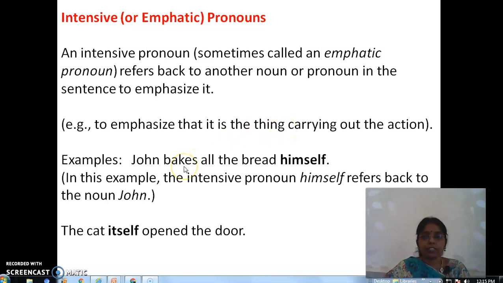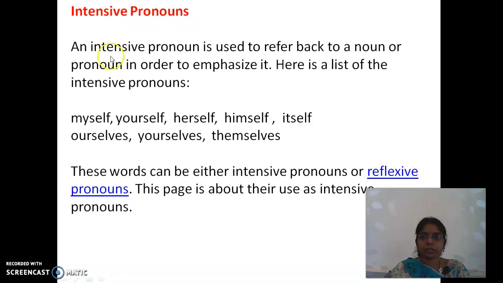So, for example, John bakes all the bread himself. The intensive pronoun himself refers back to the noun John itself. The cat itself opened the door. So, itself refers to the cat. So, intensive, emphatic, both are the same. Right? Next. An intensive pronoun is used to refer back to a noun or pronoun in order to emphasize it. I told you before.